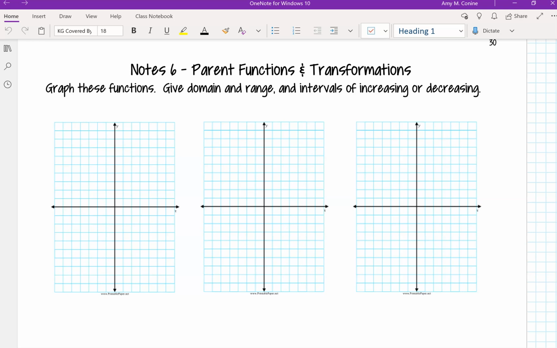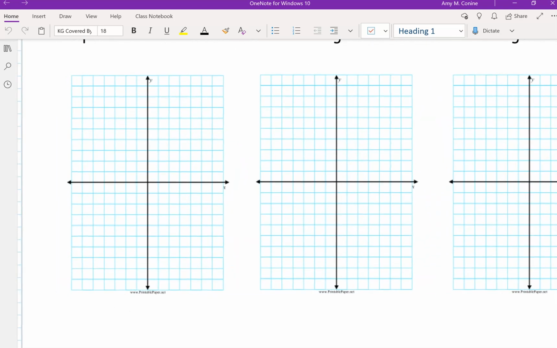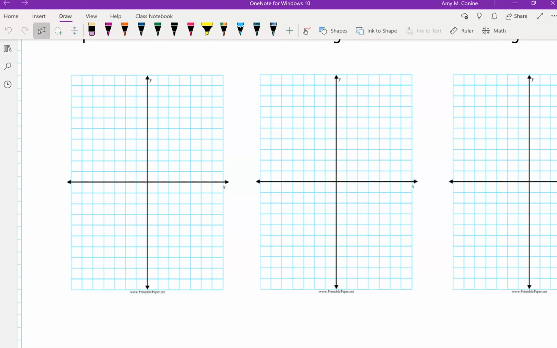Everyone. All right, we're going to talk about parent functions and transformations. So we're going to graph the functions and talk about domain, range, and we'll do intervals of increasing and decreasing when we need to. I just want to mainly talk about the actual parent functions themselves.